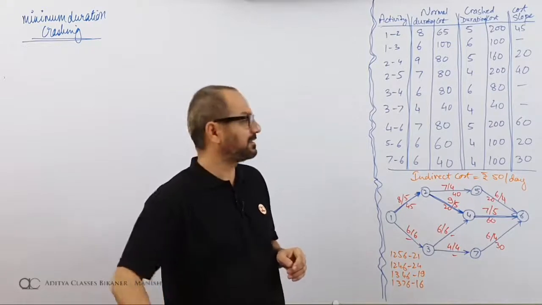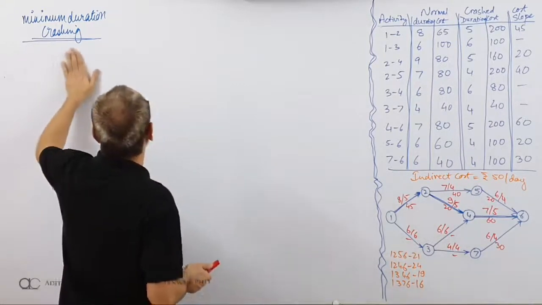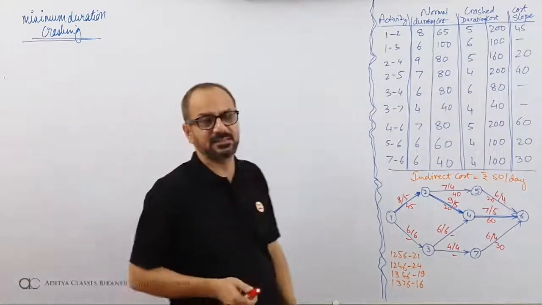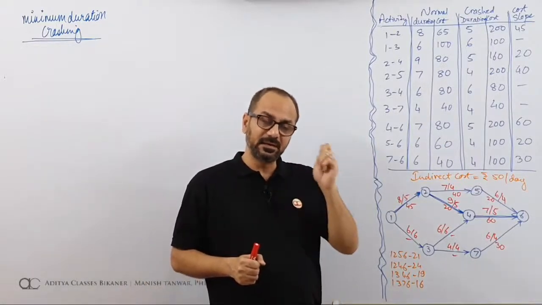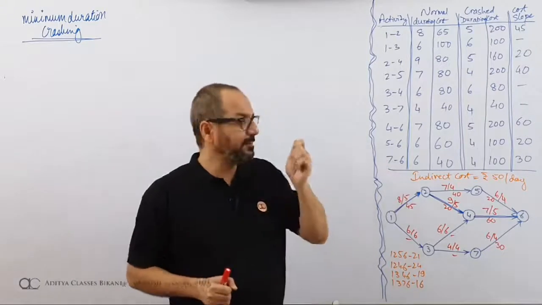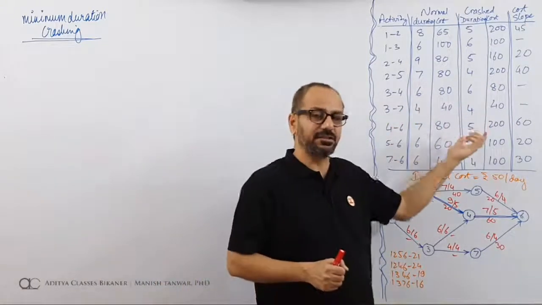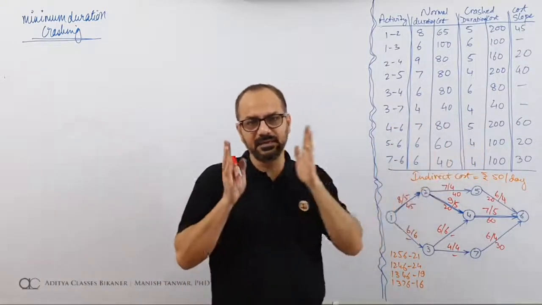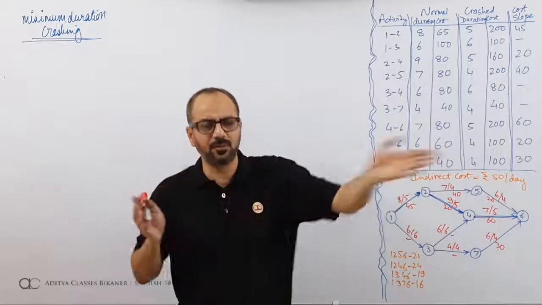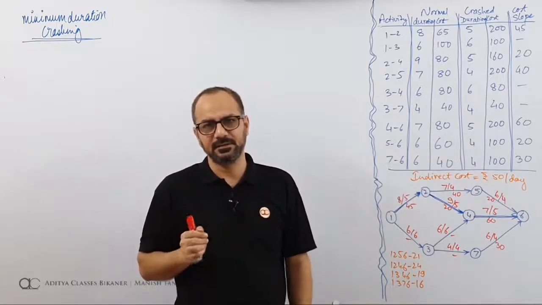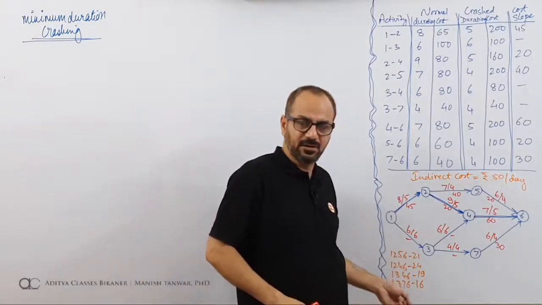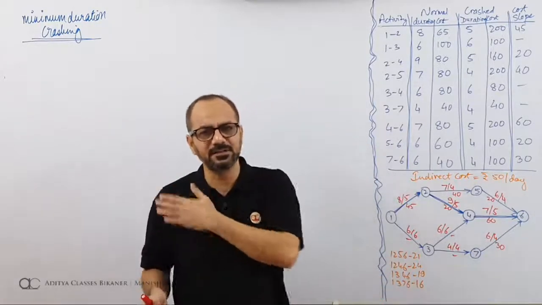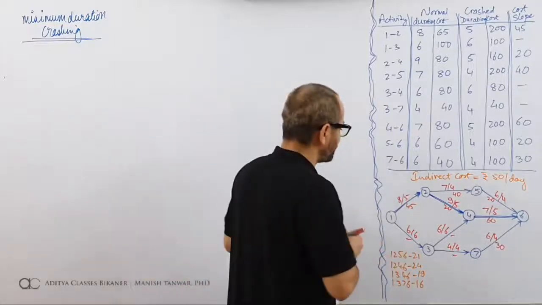Now, what this method for minimum duration crashing suggests is that you find out what the critical path will be if you crash everything. What will be the critical if you crash all possible activities? That is the idea. Right now these are the durations. What will be the durations if everything is crashed?